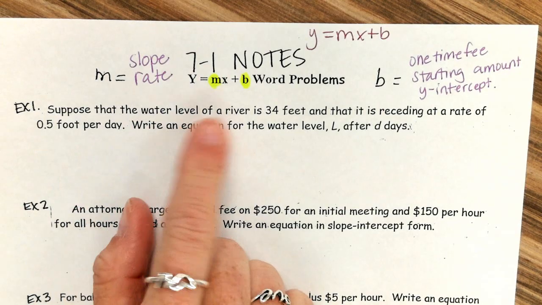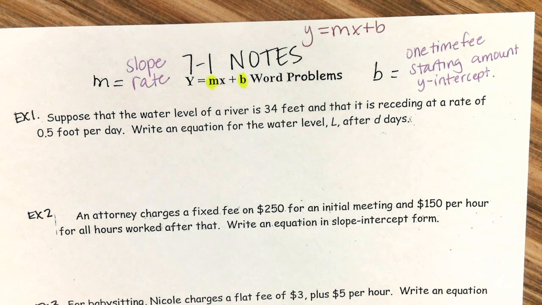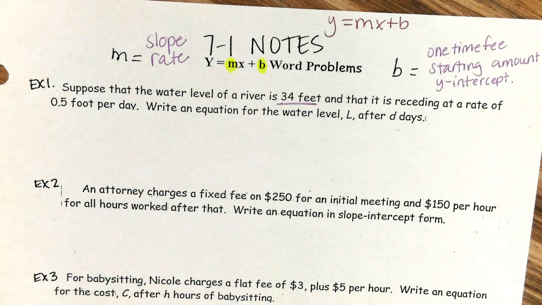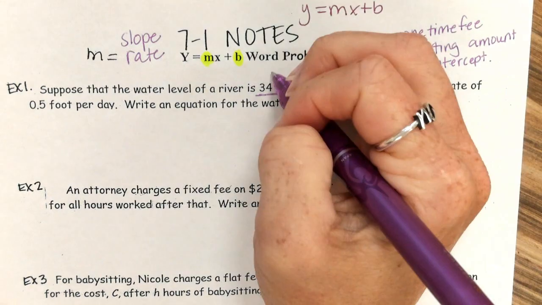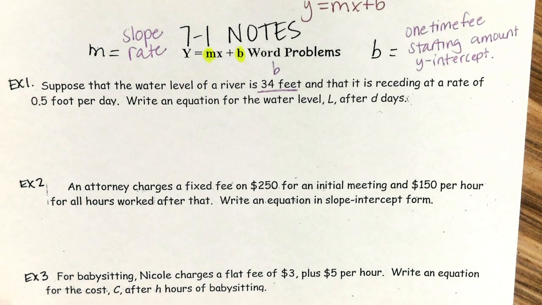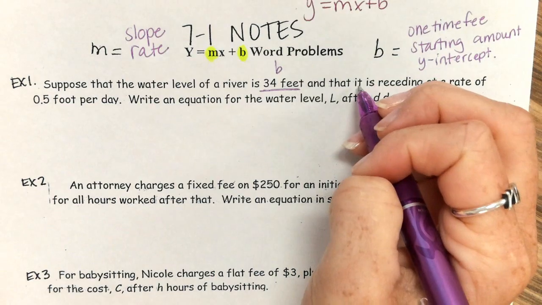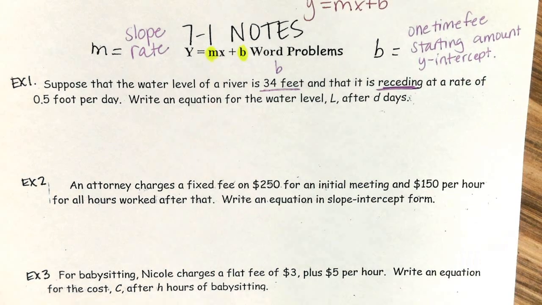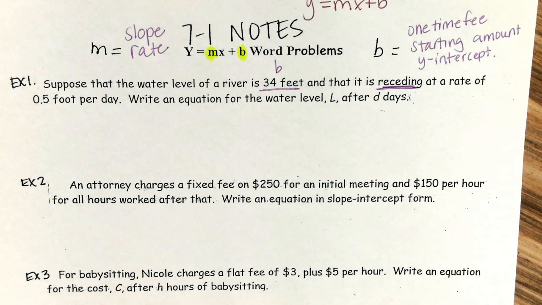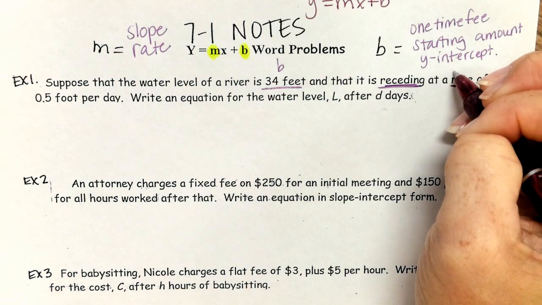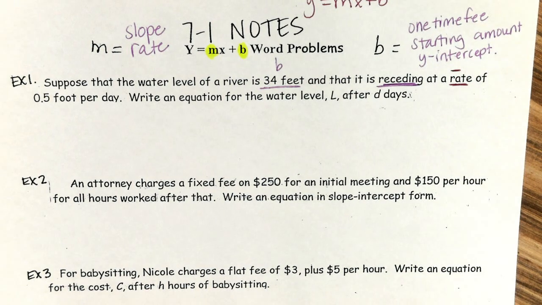Suppose the water level in a river is 34 feet. Do y'all think that's a rate or a starting amount? Starting amount. So this is going to be our b. And now here's a trick word, and that is receding. What does receding mean? Going down. That means my rate is going to be negative because it's going down.